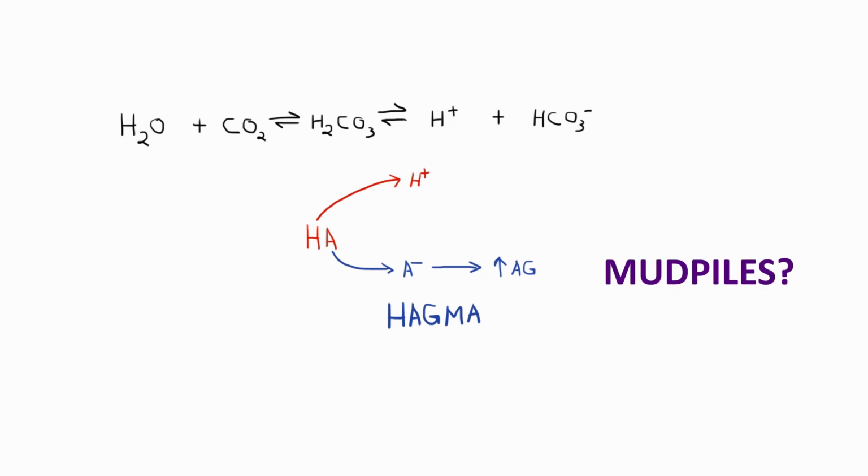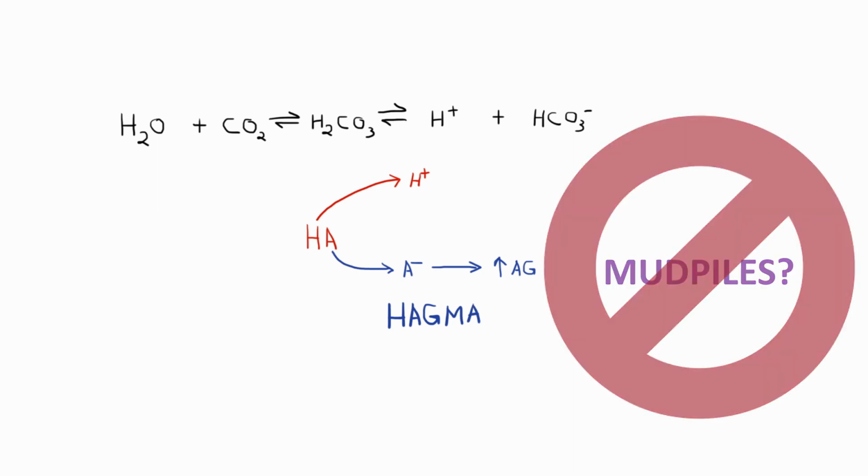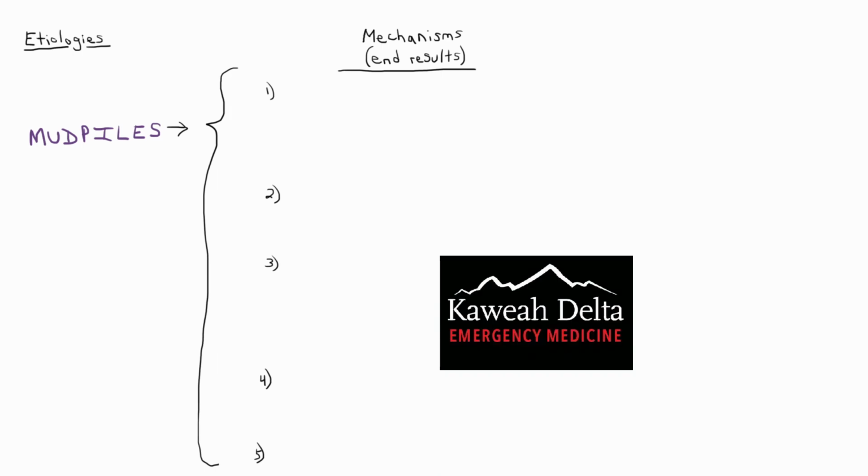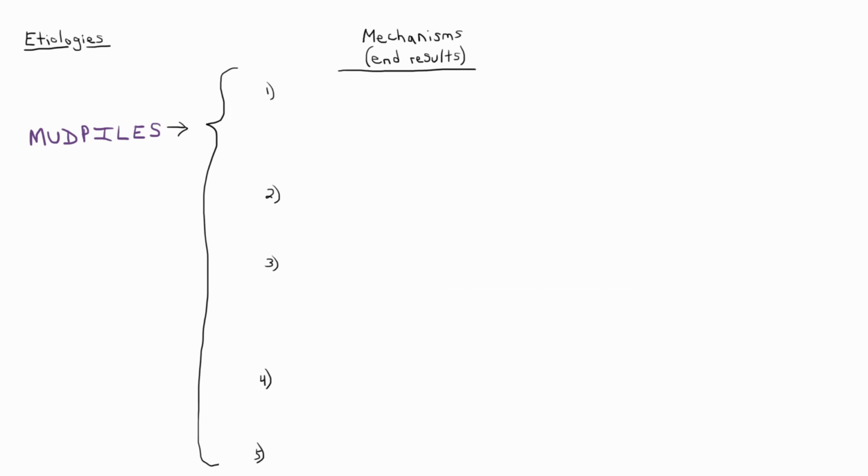But hold on, it's not time for mud piles yet, because mud piles is nothing more than a list of a bunch of etiologies. But those etiologies really boil down to just 5 mechanisms. And I do have to take a moment to give recognition to one of my mentors, Dr. Michael Stanley at the Kauai Delta Emergency Medicine Residency, for really simplifying this for me. So here they are, the 5 mechanisms of a high anion gap metabolic acidosis. And the mnemonic that Dr. Stanley uses is KLUES, K-L-U-E-S.